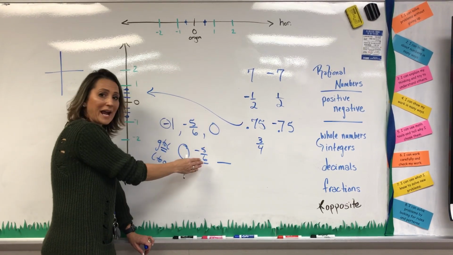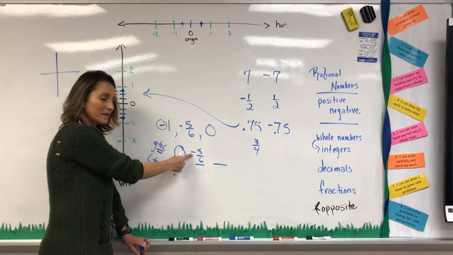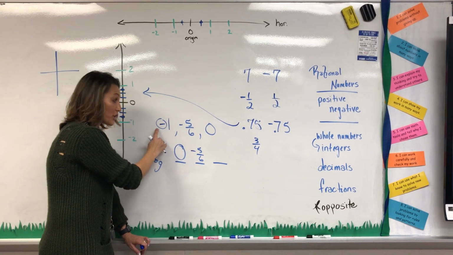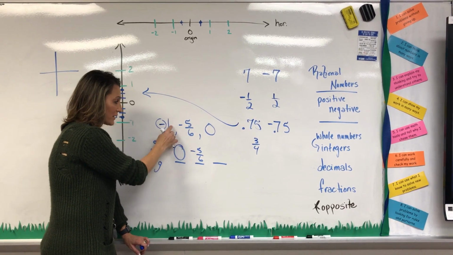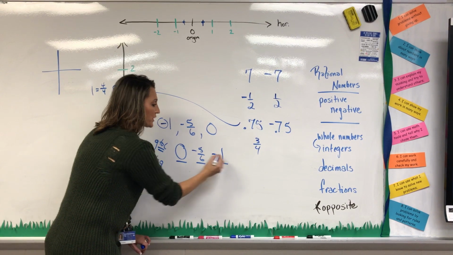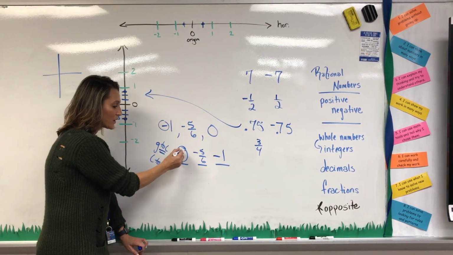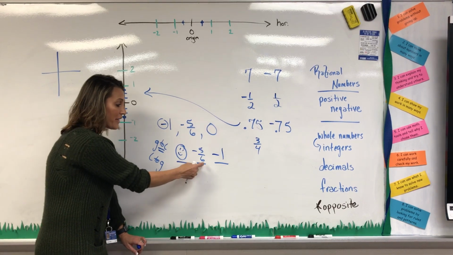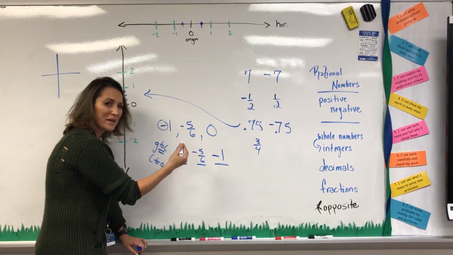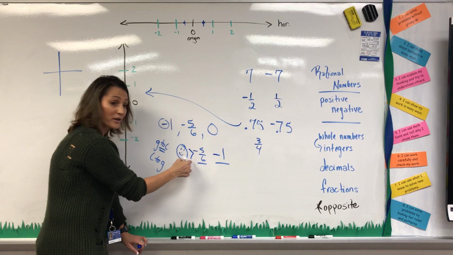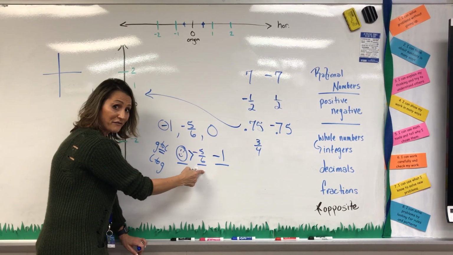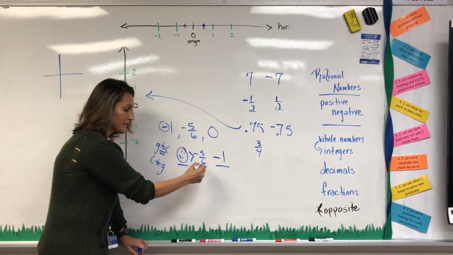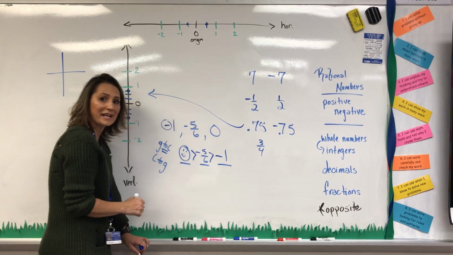So if I want to go to my next greatest number, I'm going to put a -5/6. Now, it's not great. It's got a negative. But it is greater than this -1, which is where I'm going to put this at the end. This is greater than that -5/6. It's not a whole yet. And this is greater than that -1.